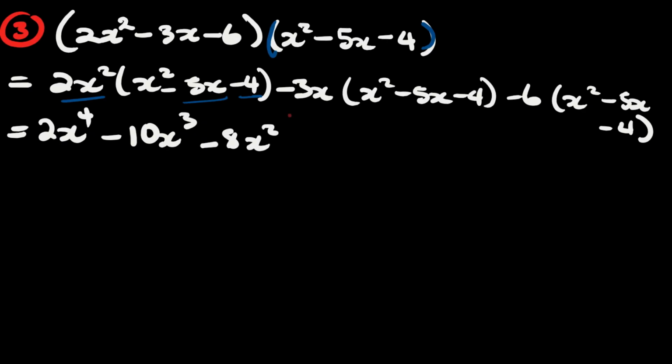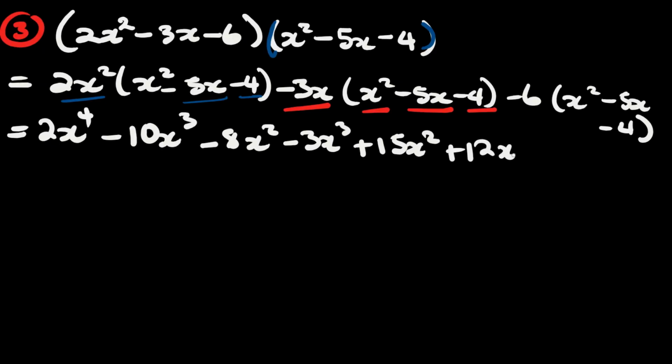Now we're moving to negative 3x. Negative 3x multiply x squared. The answer here is negative 3x to the power 3. Negative 3x multiply negative 5x. This is positive 15x squared. Negative 3x multiply negative 4. This is positive 12x.